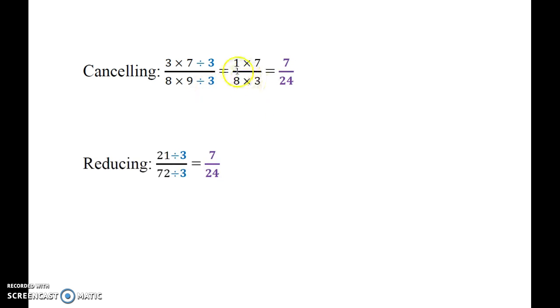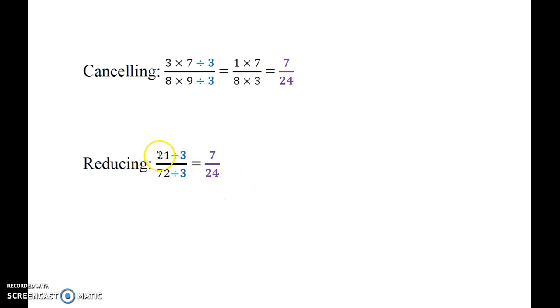And what do we get? We get 3 divided by 3 is 1, and then the 7 stays the same. 8 stays the same here, and then 9 divided by 3 is 3. And if we multiply this out, now we get 1 times 7 is 7, 8 times 3 is 24, which is the same answer that the reducing got us. Okay, so reducing gets us 7 over 24, canceling gets us 7 over 24. It's the same process, right? It's exactly the same thing. It's the same goal. It's the same reasoning.